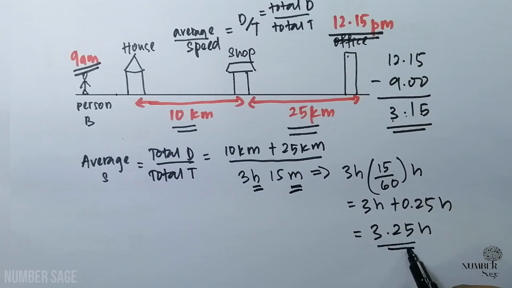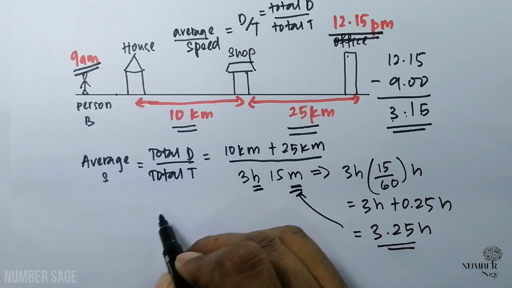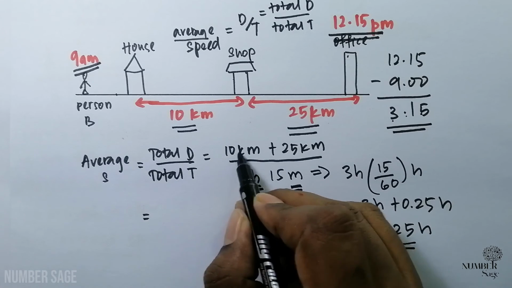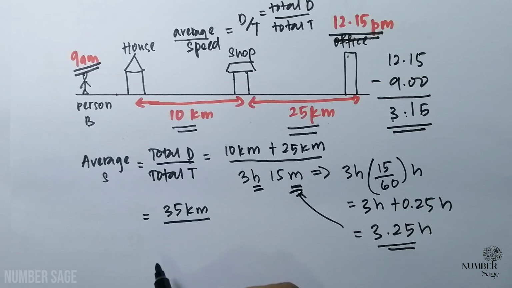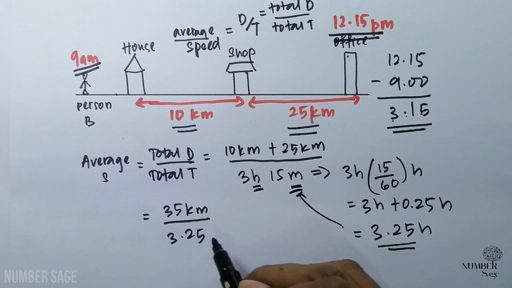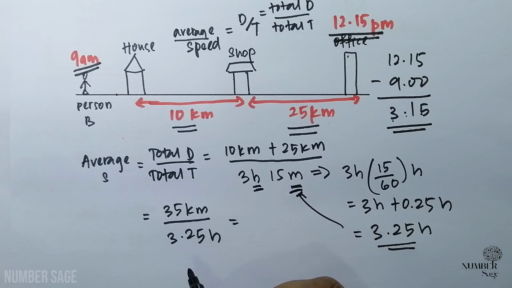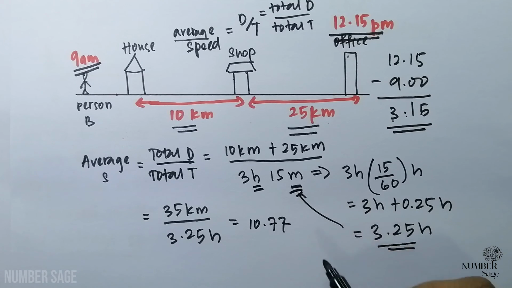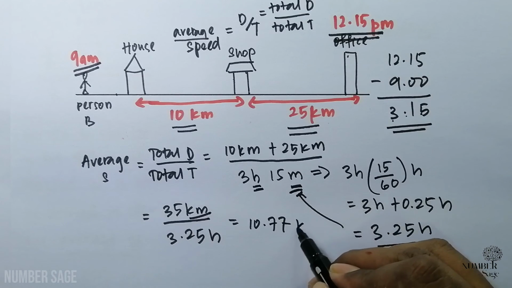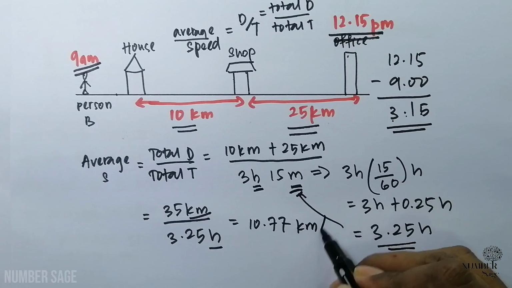We can further replace this into this equation, which will be 10 plus 25 is 35 kilometers over 3.25 hours. Further solving will give us 10.77 kilometer per hour.